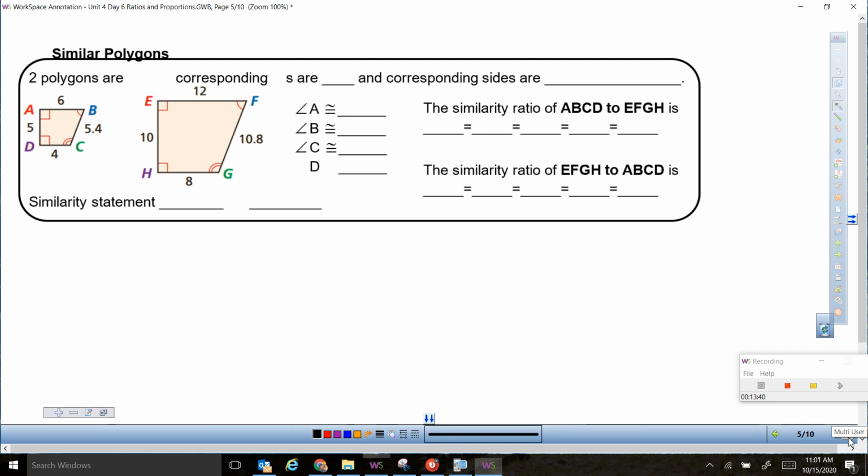Okay, now we are going to move on to similar polygons. And it says that 2 polygons are... okay, so your handout is missing something. No, your handout has it, right? Yours has this. And then yours has this. Okay. So it's mine that's missing information.